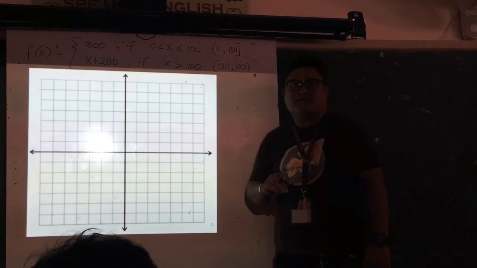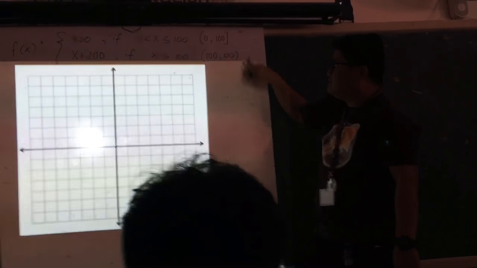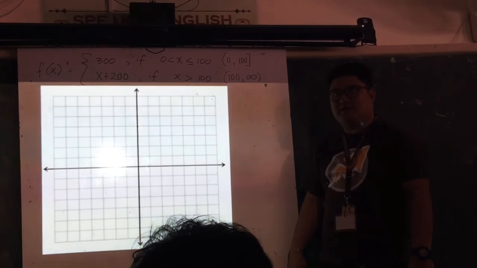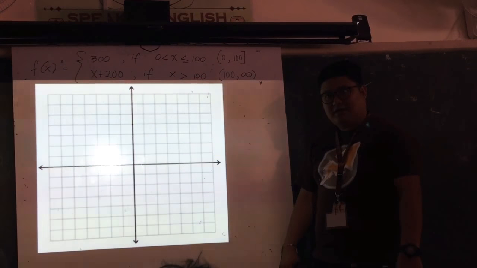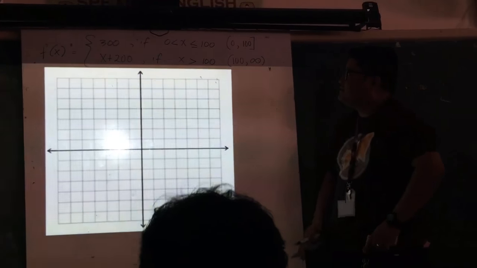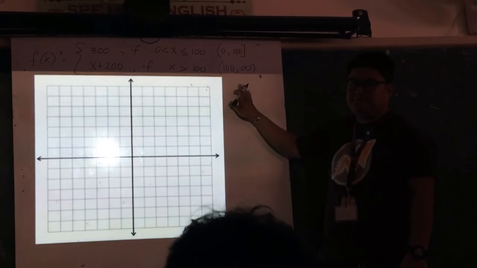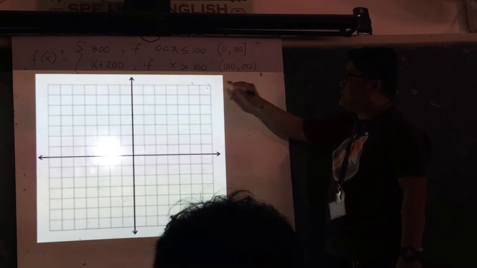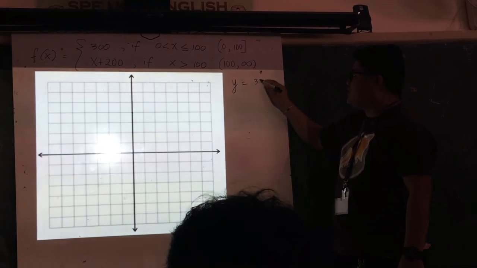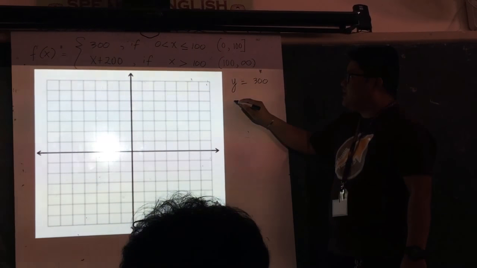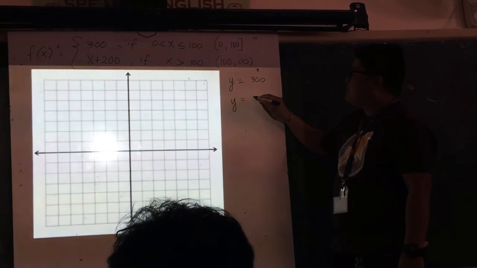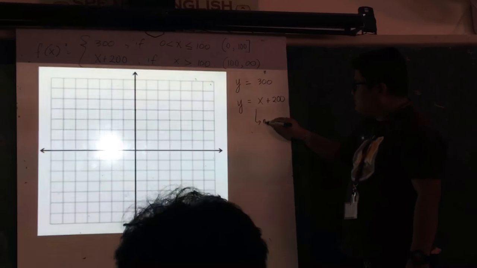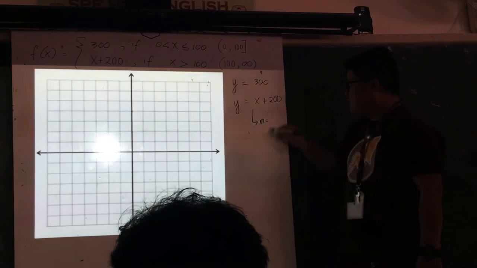So if you have 1 million text messages, so 1 million minus 100. Okay, anyways, we have now the two equations. So the first equation is y equals, replace the f of x with y. Y equals 300. And the other one is y equals x plus 200. From this, what is our slope? 1 over 1.